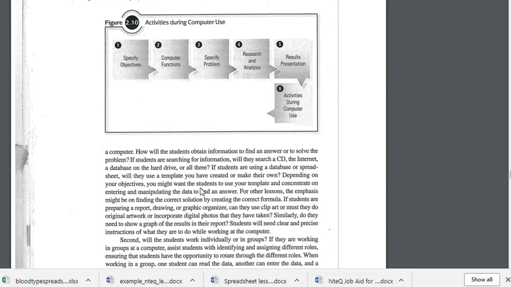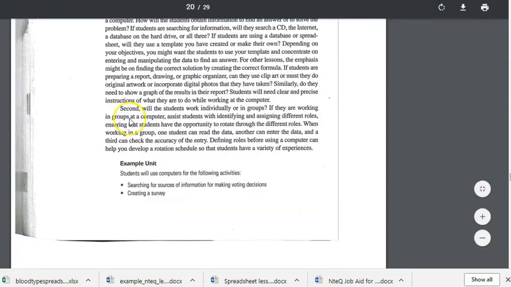So if students are preparing a report, drawing, or some type of graphic organizer, can they use clip art? Do they have to do original artwork? Can they incorporate digital photos? Basically, you need to identify, they're going to need clear and precise instruction on what they're doing while they are working at the computer. And the other aspect at the computer, are the students going to work individually or in groups?